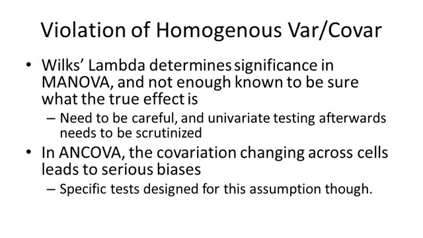So the Wilks lambda that's used in MANCOVA, we don't actually know enough about it in order to have a proper understanding of what happens when you break these violations. So you need to be really careful, and any univariate tests that you do afterwards to figure out where the differences lie need to be scrutinized even more. In ANCOVA, the covariation changing across cells leads to serious biases, but there are specific tests that are designed to see if that assumption is being violated.